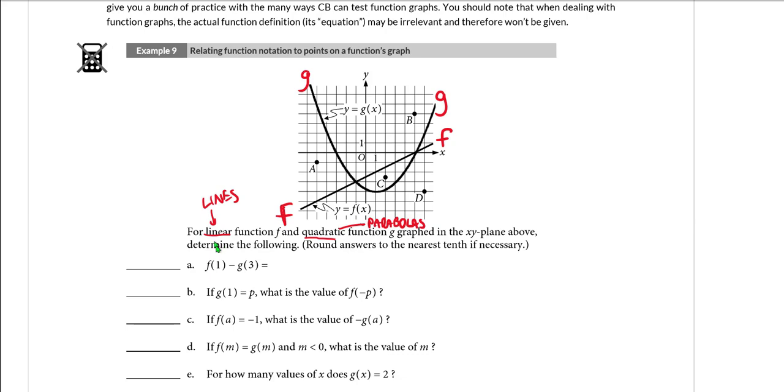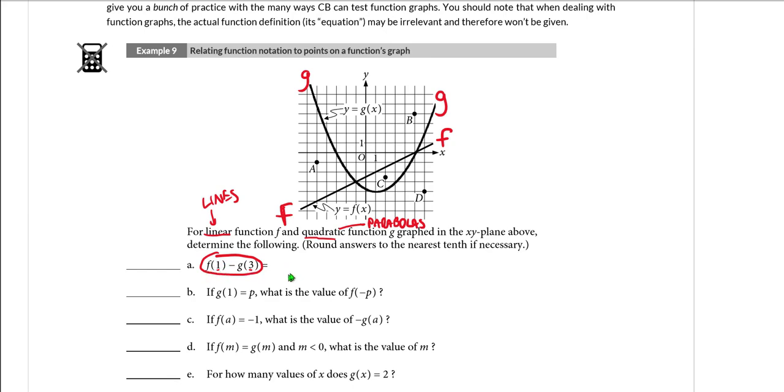Determine the following. Okay, so we've just got a bunch of stuff to determine. We need f of 1 minus g of 3. Okay, so again, this all goes back to everything we've talked about so far. What is an input? What is an output? What is an x? What is a y? Those two values there, the 1 and the 3, are obviously x values because they are in parentheses after the function letter name.